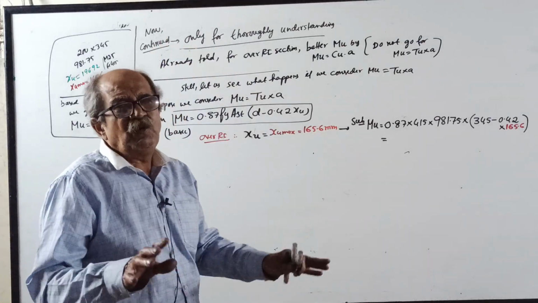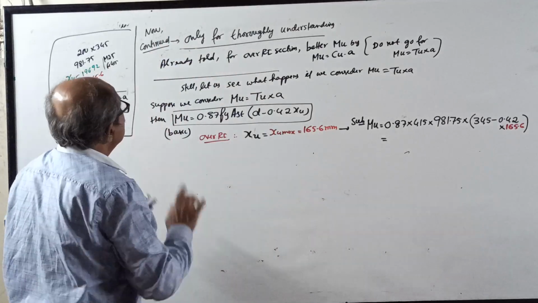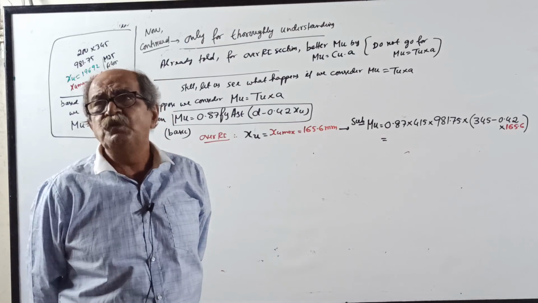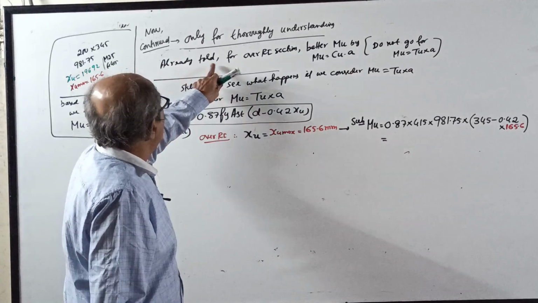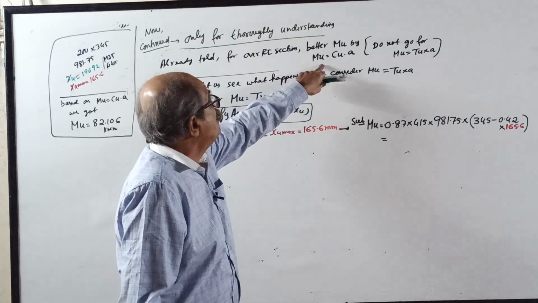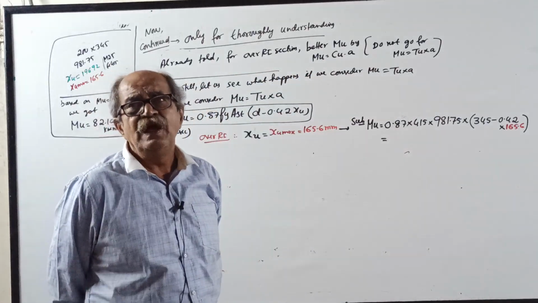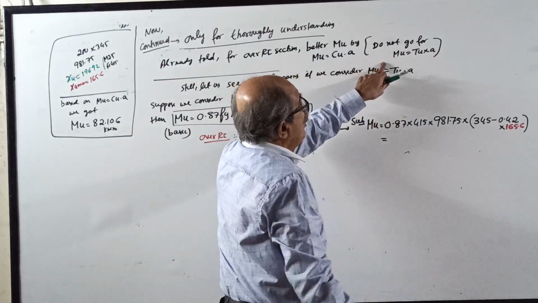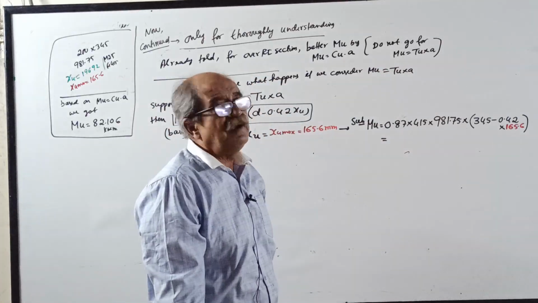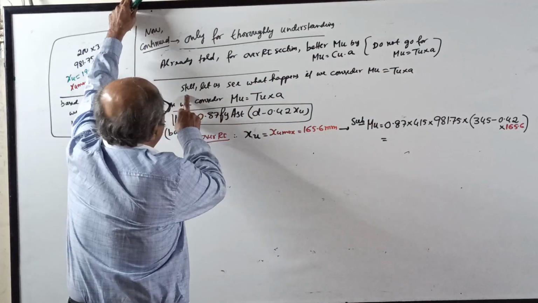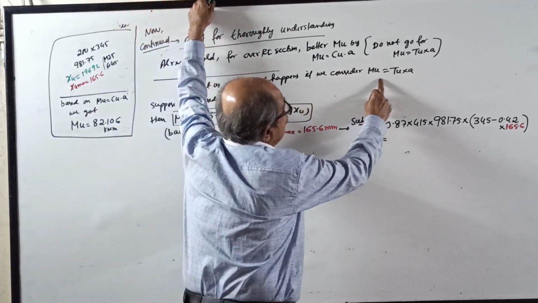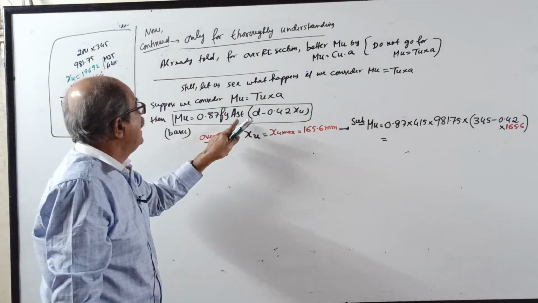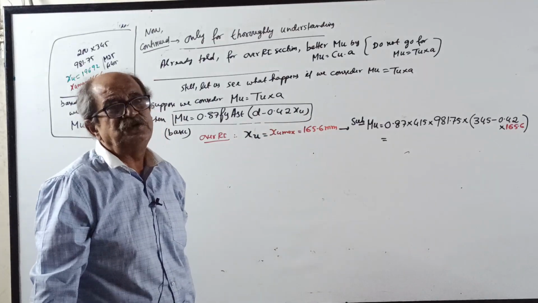Remember, our question is already over and we got the result. Now, only for thorough understanding, or for people who want to learn more concepts: I already told you, for an over-reinforced section, better to use Mu equal to Cu into A. We got the answer. I told you not to go for Mu equal to Tu into A, because some modifications are required. Still, let us see what happens if we consider Mu equal to Tu into A. Use the basic equation: 0.87 Fy into Ast into d minus 0.42 Xu.